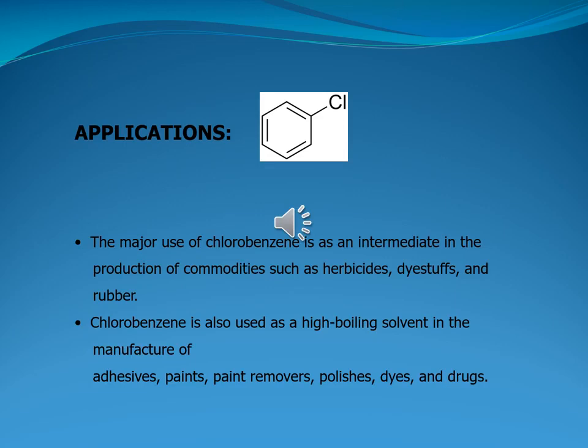Application of chlorobenzene. The major use of chlorobenzene is as an intermediate in the production of commodities such as herbicides, dyestuffs, and rubber. Chlorobenzene is also used as a high boiling solvent in the manufacturing of adhesives, paints, paint removers, polishes, dyes, and drugs. Chlorobenzene is also known as monochlorobenzene, benzene chloride, chlorobenzole, and phenyl chloride. It is also used in the production of chloronitrobenzene and diphenyl ether, as well as in rubber intermediates.